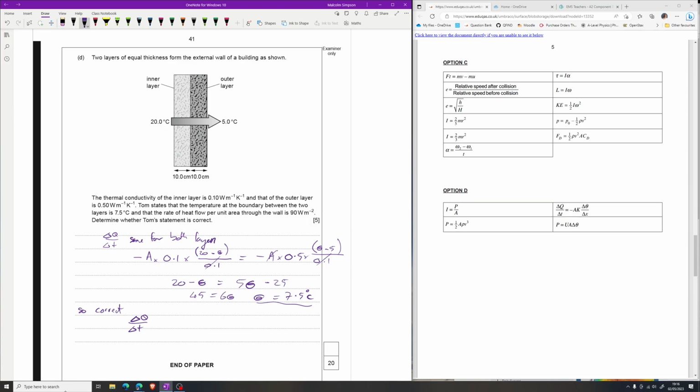dQ per dt per area will just be equal to minus k delta theta over delta x, and it doesn't matter which layer we choose because it's got to be the same for both. If we choose the first one, I've got minus 0.1, delta theta is 20 minus 7.5, thickness is 0.1 conveniently, so the 0.1s cancel, and that is minus 12.5 watts per square meter. So no, he's not correct.